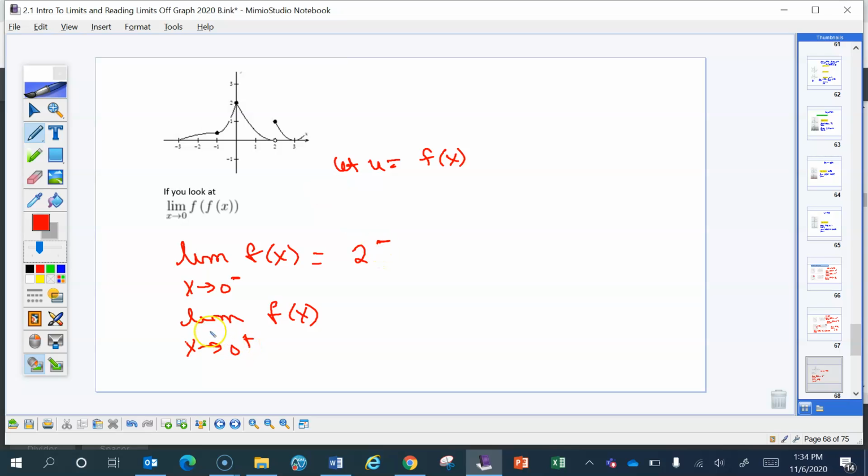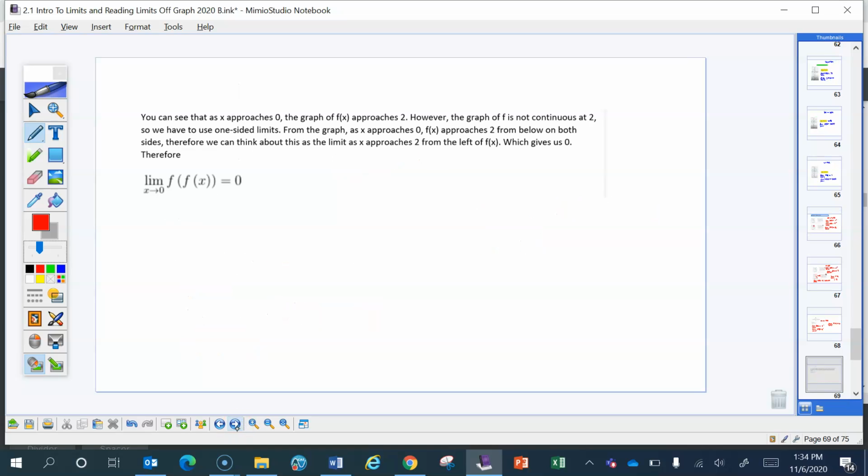And as I approach 0 from the right, I'm also approaching 2 from below. So therefore, in the next part, I'm going to do the limit as u approaches 2 from the left of f of u, because my outside function is f. As I approach 2 from the left, this answer is going to be 0. So if you want to pause, there's an explanation that they gave on the AP Central website, but there would be your answer.